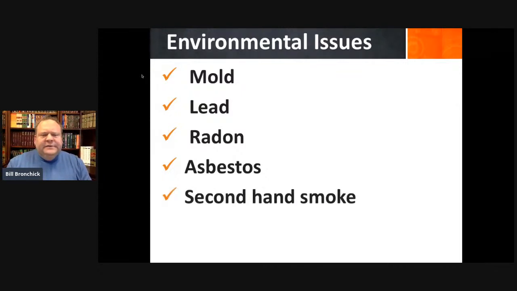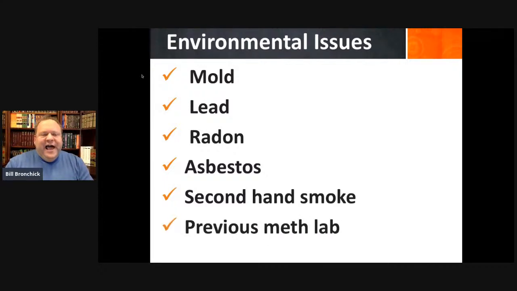Now, here's a new one: secondhand smoke. So you could say no smoking, and then a neighbor in the apartment building is smoking and it's coming through the unit and bothering another tenant who is asthmatic. Would you have liability for that if you allowed or permitted or did nothing about other tenants smoking in a non-smoking building? And the answer is absolutely.